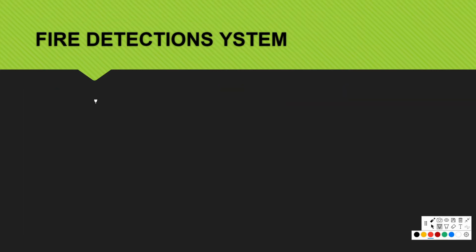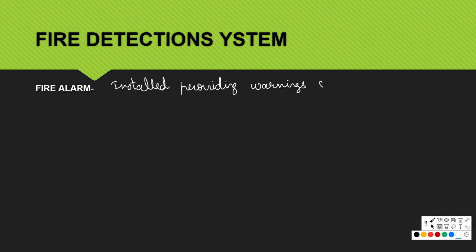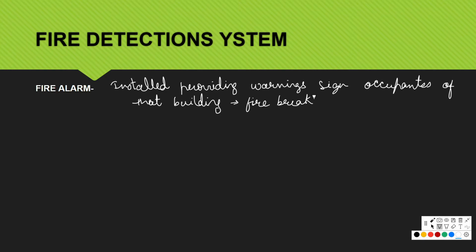So next topic is fire detection system. So first we'll discuss fire alarm. Basically fire alarms are installed in a building providing warning signs to the occupants of that building that there is a fire break in the building. So there are two types of fire alarms.